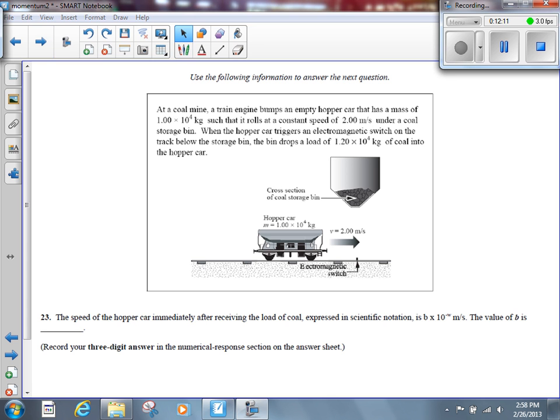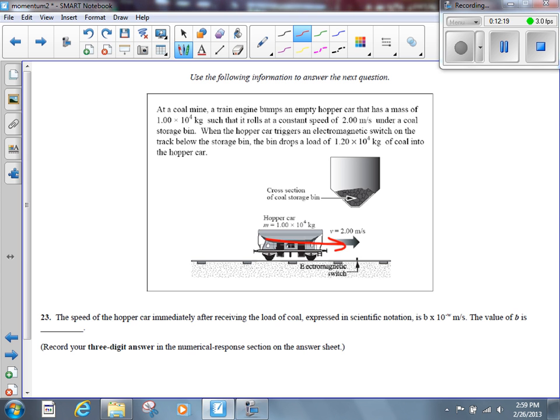Let's draw the picture. It's kind of there in front of me already, but let's make the picture a little bit nicer here. We've got this hopper car going to the right with a velocity of 2 meters per second. It's already written down. Its mass is 1.00 times 10 to the 4 kilograms. We'll call that object number 1. Object number 2, that's going to be the coal. That's coming downward. We don't know what velocity it's coming down at, but we do know its mass is 1.20 times 10 to the 4 kilograms. Now, the collision is going to take place right here. This coal hits the hopper car.